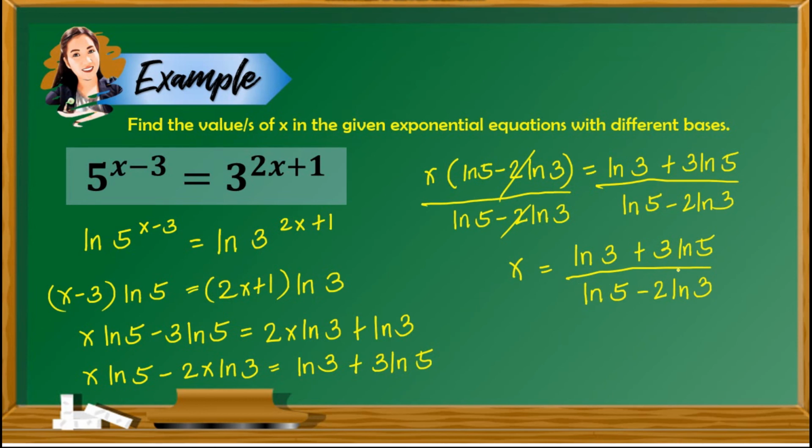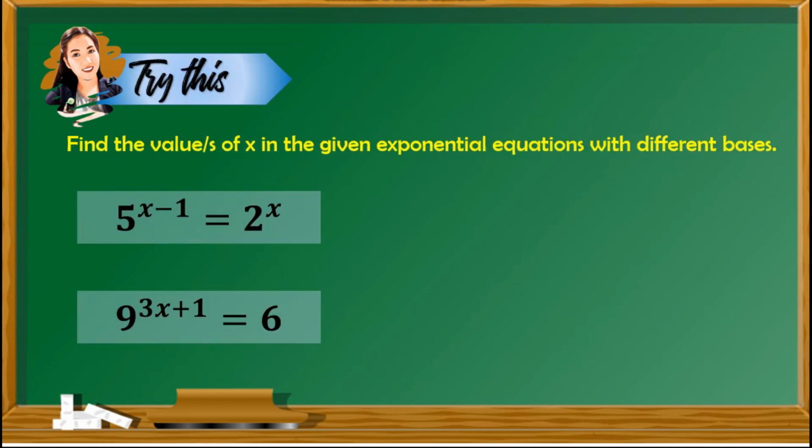Press your calculator to get the value of this. We have the approximate value of negative 10.0835. So this is the value of x in our given equation. After showing you how to solve exponential equation having different bases, it is now your turn to check your own understanding. You may pause the video to answer these items.